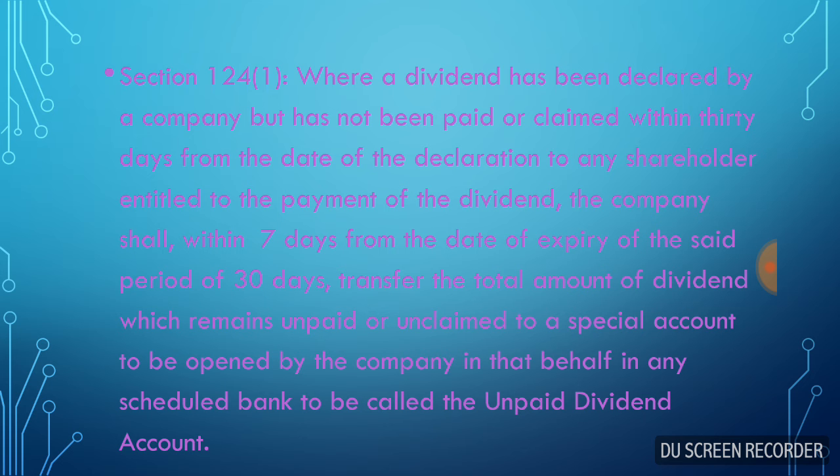Friends, here the government has put a very simple law. If the company has already declared the dividend and 30 days have already passed, then the company cannot use the dividend money which has not been paid for its own purpose. It cannot run its business or use that money for business purposes. So it must keep that money in a separate bank account called the unpaid dividend account of the said company. And that bank should be a scheduled bank.